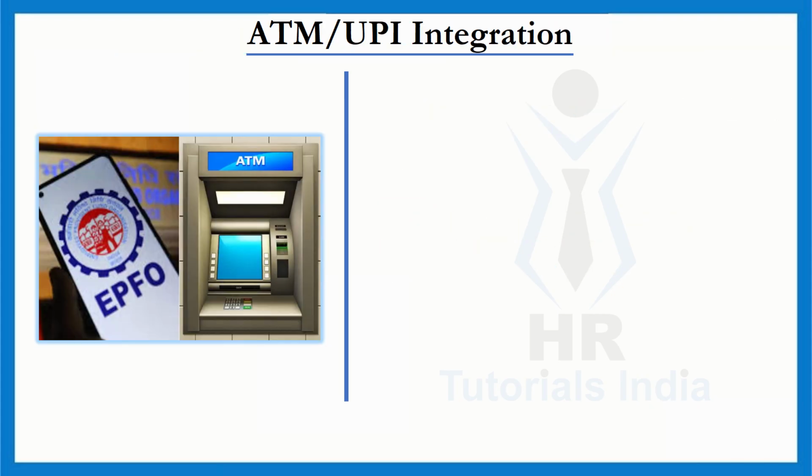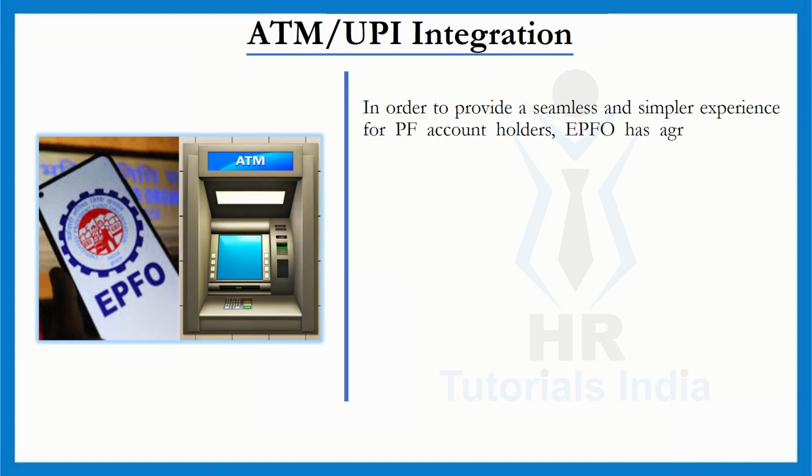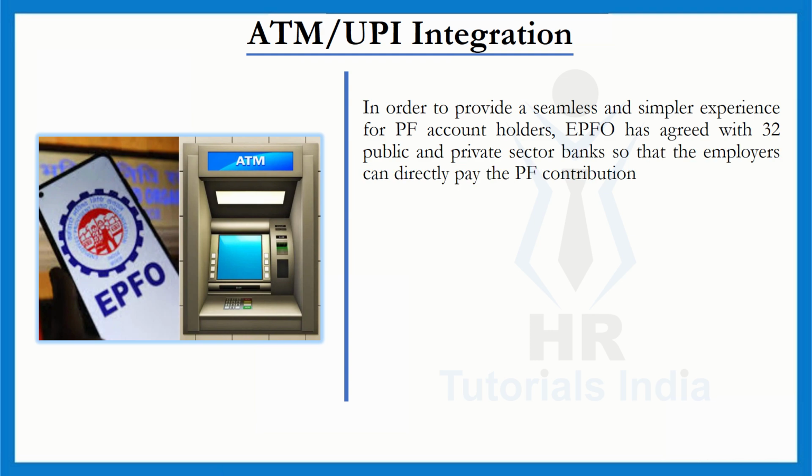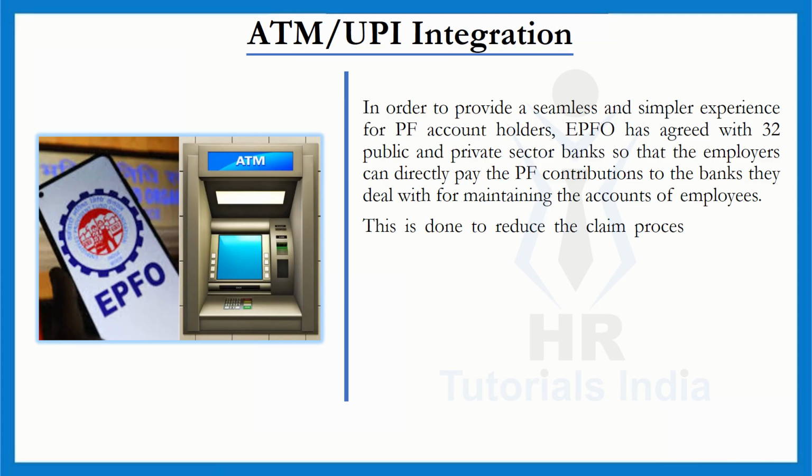Now let's talk about the ATM and UPI integration under EPFO 3.0. To make the EPF process more seamless and convenient, EPFO has partnered with 32 public and private sector banks. This collaboration will allow employers to directly deposit PF contributions into the banks where they maintain accounts. By doing this, the entire system becomes more efficient and claim processing time is expected to come down to just 3 days. So, this integration with ATMs and UPIs is not just about instant withdrawals. It's about creating a faster, smoother, and more connected experience for every PF member.